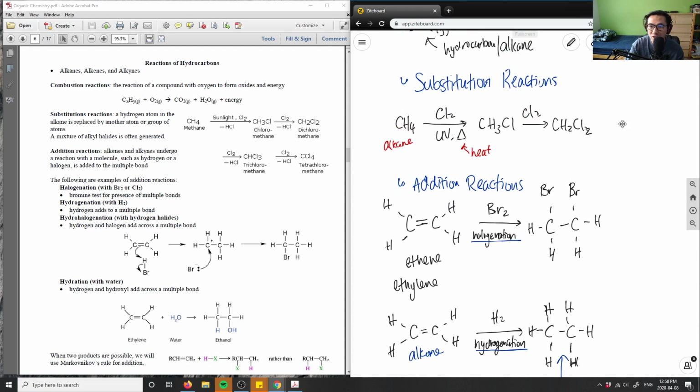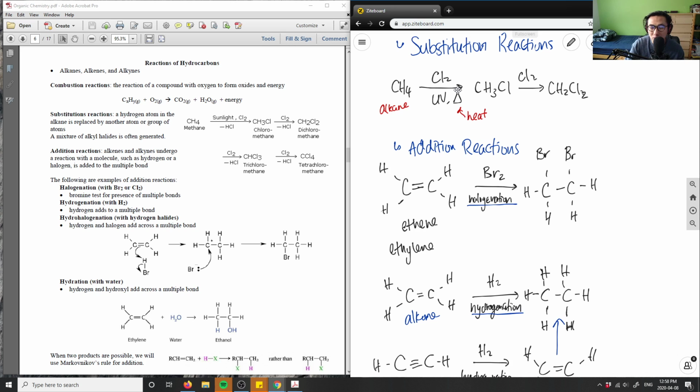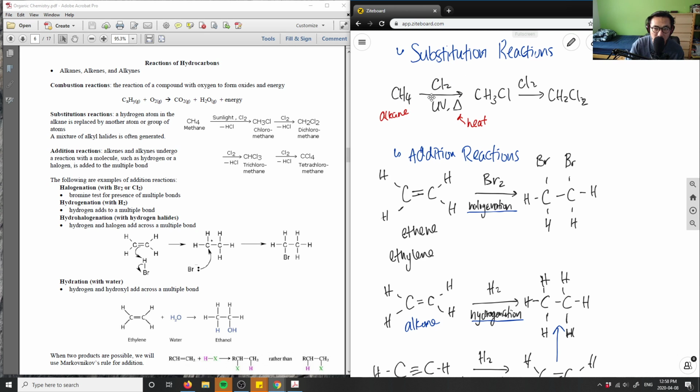So that's a combustion reaction. We did our first substitution reaction, where we're substituting hydrogen for chlorine, right? We have 4 hydrogens in this case. I'm going to substitute 1 chlorine, and it's going to give me 3 hydrogens and 1 chlorine.